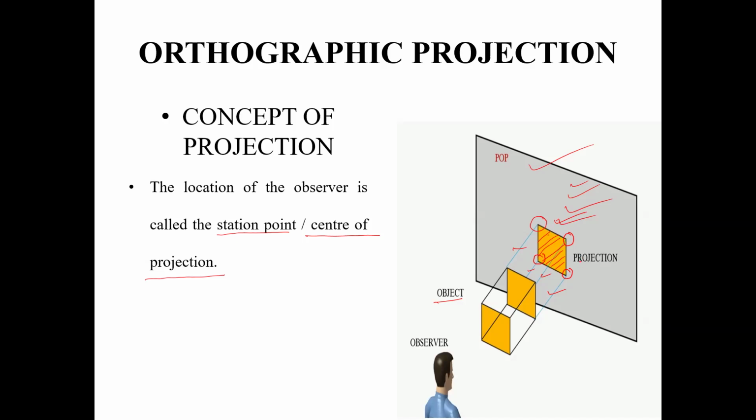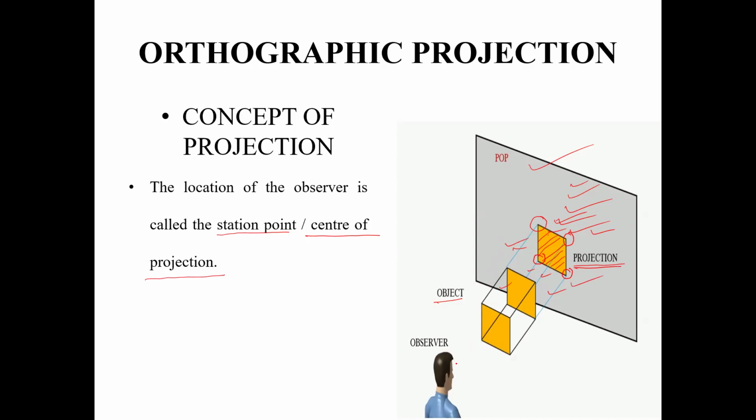So this figure, which is obtained on this plane, is called the projection of the object on this plane, or the projected view of the object on this plane. The imaginary lines which are connecting the object with its projected view are called the projectors.